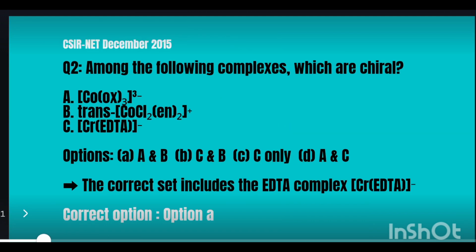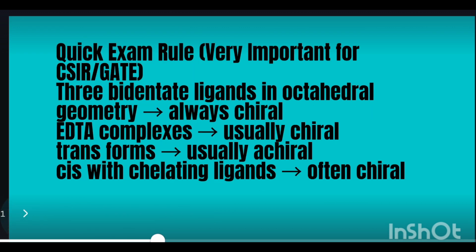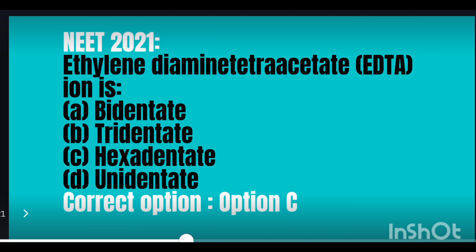Here option A and B is the correct answer. Before moving to the third question, we'll see a quick important rule. Three bidentate ligands in octahedral geometry are always chiral, and EDTA complexes are usually chiral. Trans forms are usually achiral. Cis with chelating ligands is often chiral.